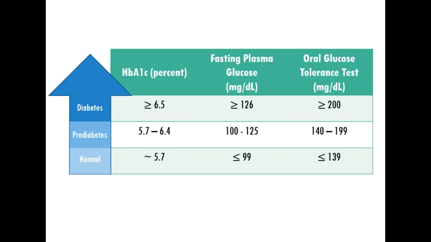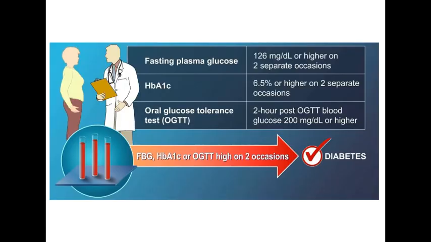Now, HbA1c above 6.5%, fasting plasma glucose level above 126 milligram per deciliter, oral glucose tolerance test showing more than 200 milligram per deciliter of glucose means the person is diabetic. So this is again the same thing as shown in the table below in the previous slide.